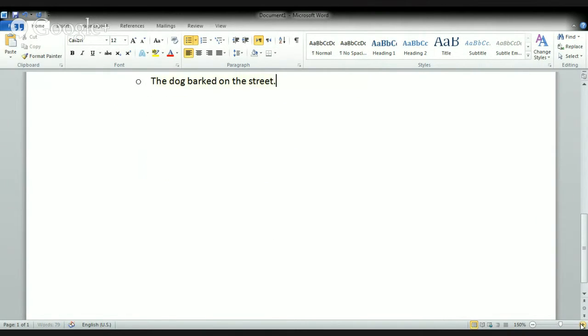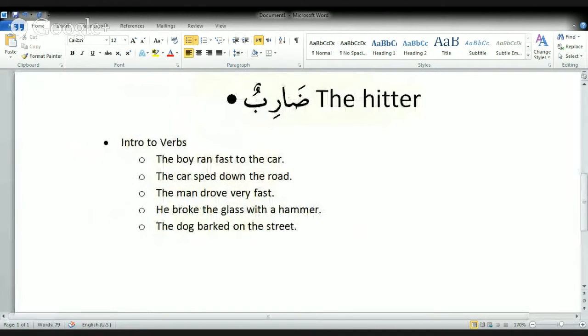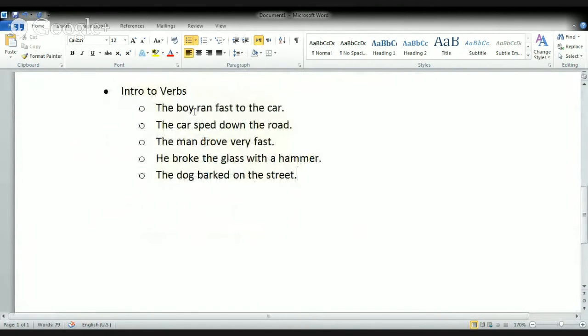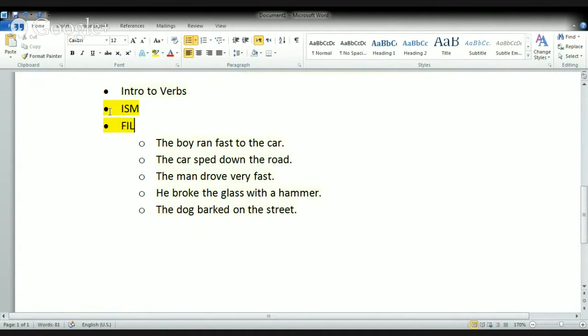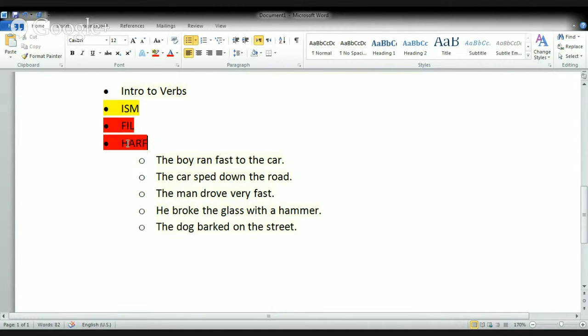So what I'm going to ask you to do is unmute your microphone so that we can go through some of these examples. Sure. Just like before, we had gone over how to identify isms, fi'ls, and harfs. The same way, I want you to do exactly that. If it's an ism, I want you to make it yellow. If it's a fi'l, i.e. a verb, then we'll turn it red. And if it's a harf, then we'll make it blue. So let's do these examples and then we'll start figuring out what we're trying to do.